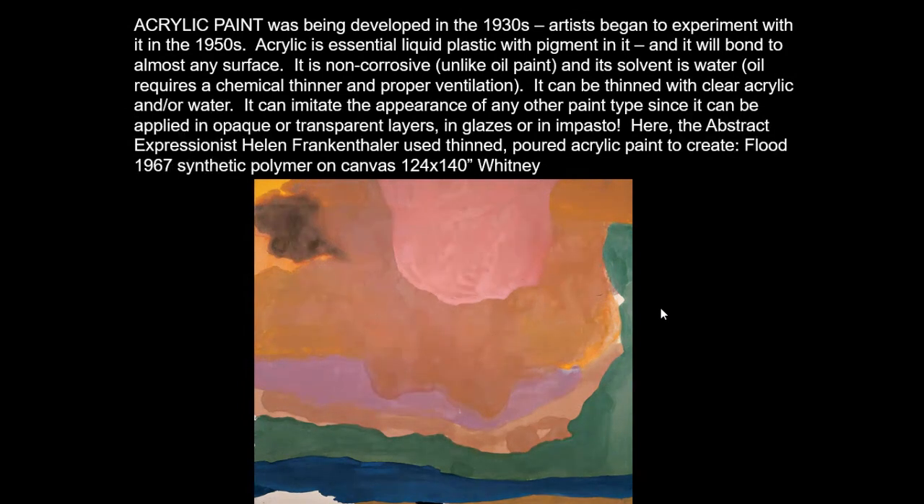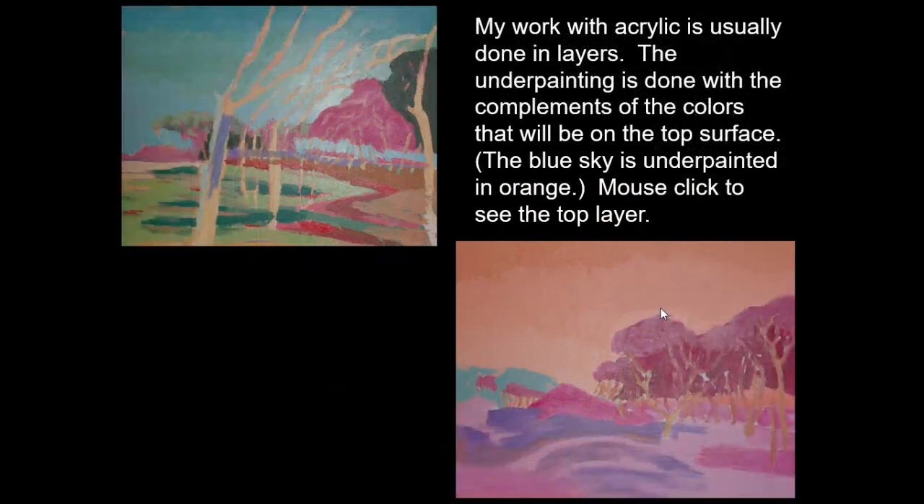This is the work of an amazing female abstract expressionist painter, Helen Frankenthaler, who really pioneered the use of acrylic paints in this country. She thinned her paints out into glazes, and rather than dripping them like Jackson Pollock, she poured them onto surfaces to create what she called stain painting. The color kind of stained into the canvas as it spread, as it was poured.